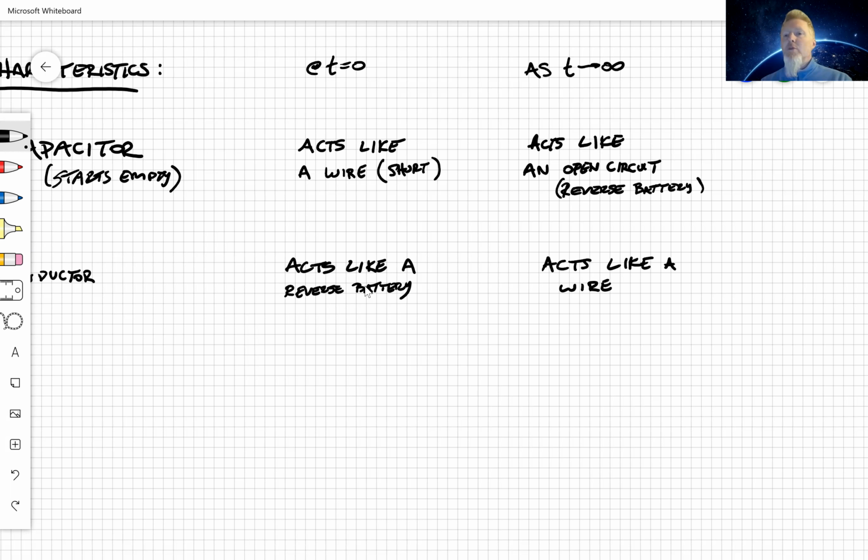There's nothing to do. The inductor kicks only when there's a change. If you're in steady state, it doesn't care. It just has current flowing through it, and it's a piece of wire. So you can see that these things are basically opposites of each other. Their DC behavior is completely opposite.